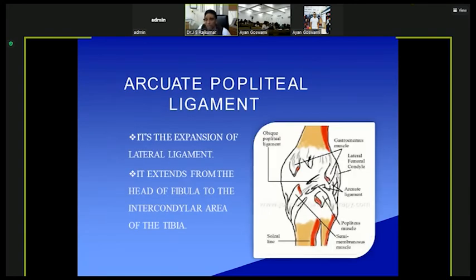This is the arcuate popliteal ligament. You can see that here. This is the semimembranosus. Expansion of the lateral ligament. We already discussed that the transverse ligament is nothing but meniscus to meniscus. The lateral ligament gets extended from here, the head of the fibula, up to the intercondylar area of the tibia. Once more, you can see if any muscle in your knee joint is cut through like this, it is always the popliteus muscle. So that's the oblique popliteal ligament.